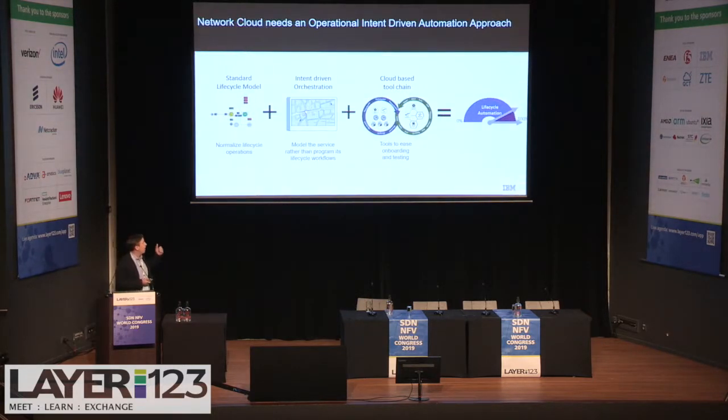We in IBM have a network cloud that has an operational intent-driven approach. We have a standard lifecycle model. Every network function, we make it look the same. We have this intent-driven orchestration. And really what this is about is modeling dependencies and relationships, not trying to model every possible workflow. So we tell it, this is what I need it to look like, and it takes care of it. So if something happens, the intent engine takes over.